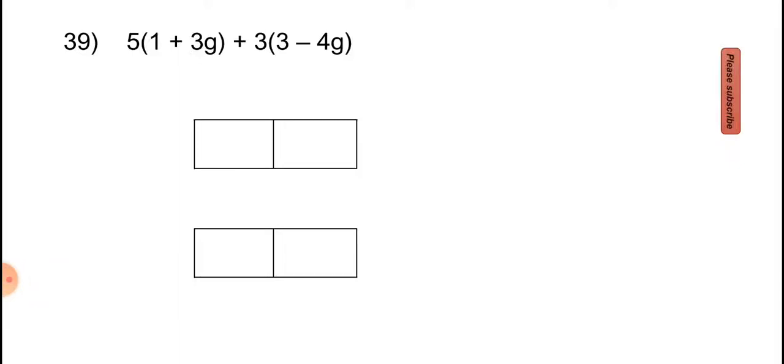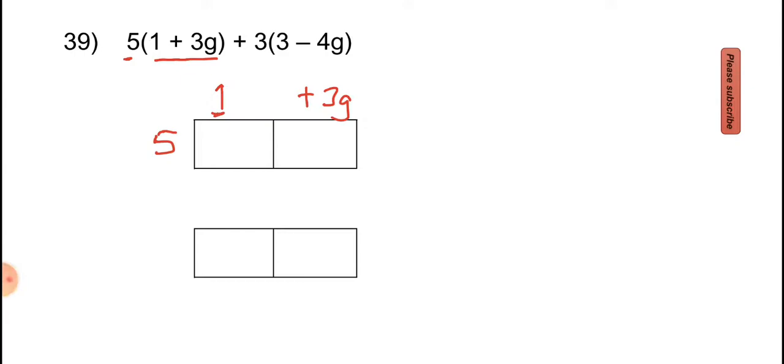Okay, with question 39 now, we will first expand this single bracket. So I can see 5 outside the bracket, so I'll put the 5 here, and then the 1 plus 3g I'll put at the top here. So remember, what this means is 5 multiplied by everything inside the bracket.